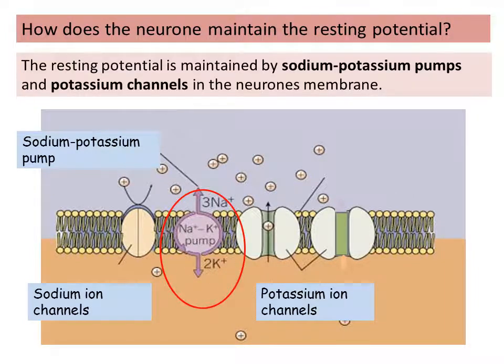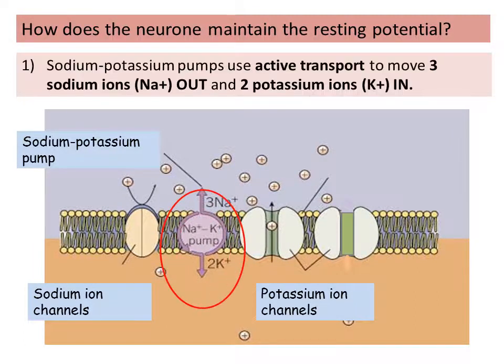So starting off, the resting potential is maintained first of all by the sodium-potassium pump, and the potassium channels will also play a part in this. To start with, we're going to be moving sodium and potassium ions. Sodium-potassium pumps will move 3 sodium ions out and 2 potassium ions in. So immediately we've got an imbalance in the quantity of charge on either side of the membrane. We've got a greater quantity of positive charge on the outside compared to the inside.